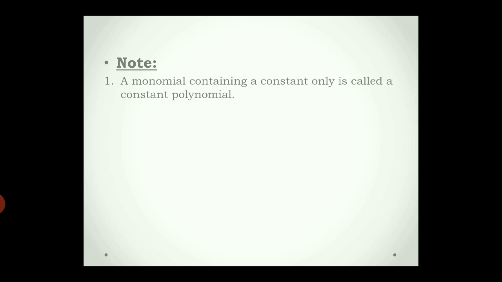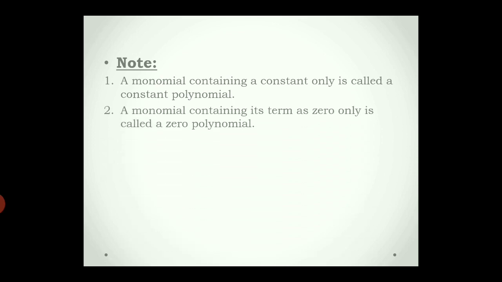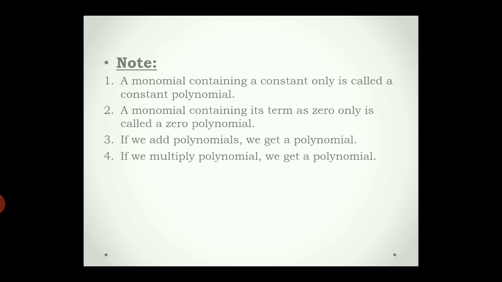Now, some points to be kept in mind. A monomial containing a constant only is called a constant polynomial. For example, 3 is a constant. Therefore, it is called a constant polynomial. A monomial containing its term as 0 only is called a zero polynomial. That is, if any polynomial has its value 0, then it is called a zero polynomial. If we add polynomials, we will get a polynomial. If we multiply polynomials, we will get a polynomial.